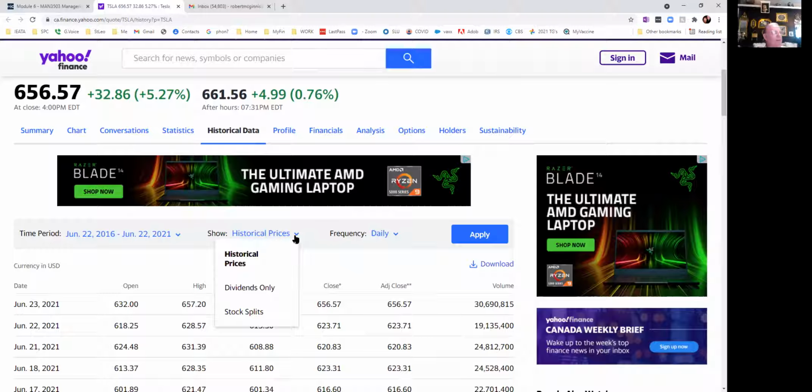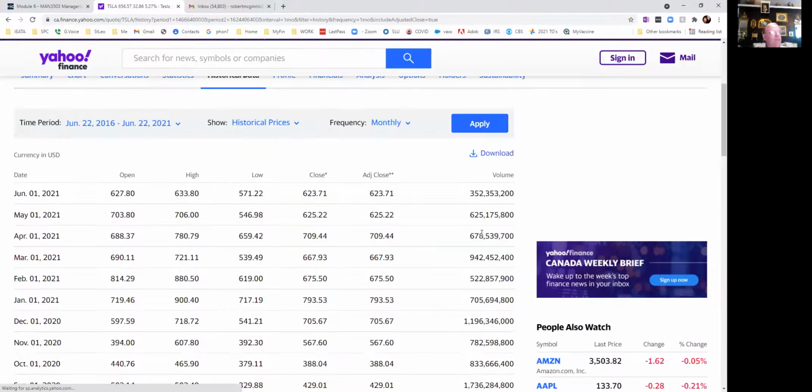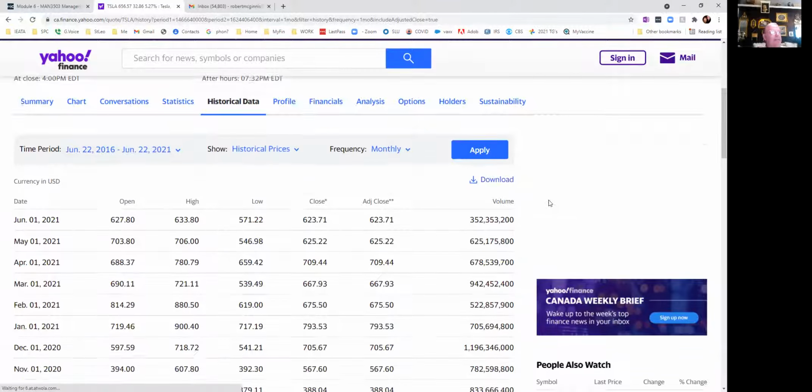Okay. So first thing you have to do is change the time period to 5 years. And then you want historical prices, which it defaulted to. And the frequency you want to change from daily to monthly, because we're comparing month-to-month results. Apply that. And then simply download it.